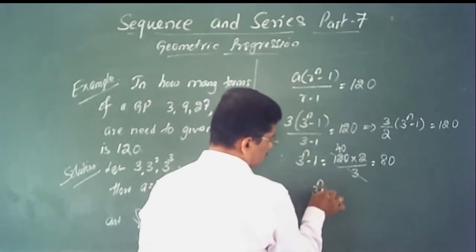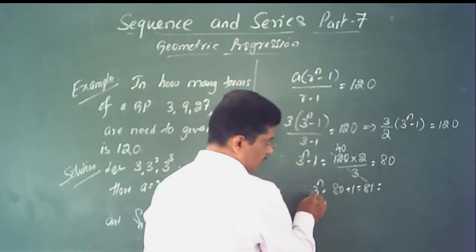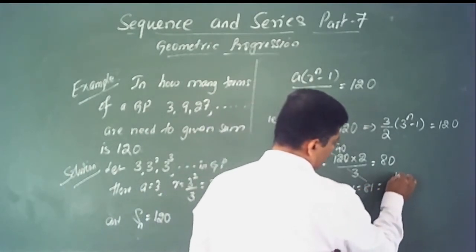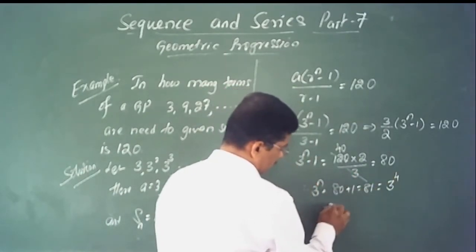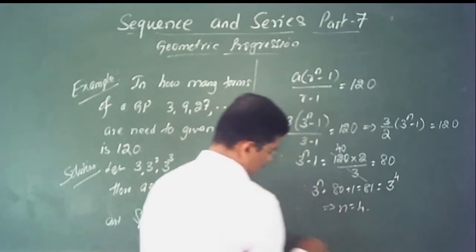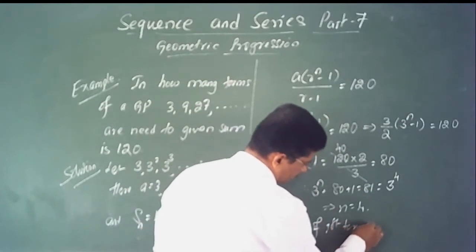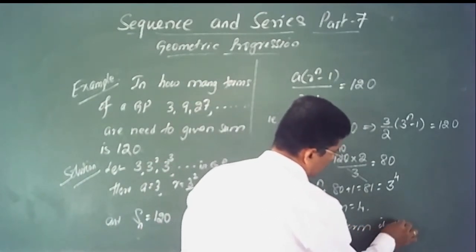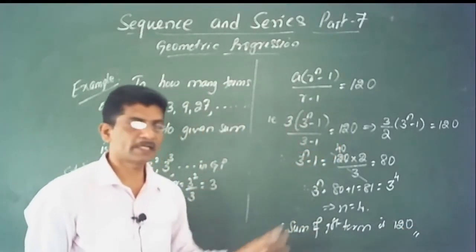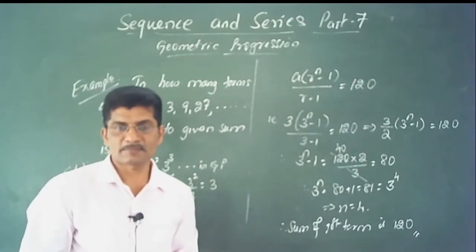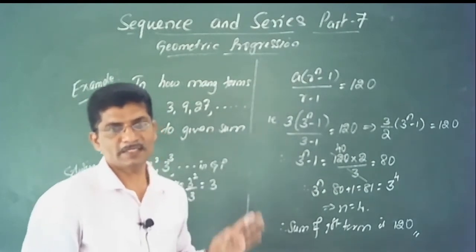Therefore, 3 raised to n is equal to 80 plus 1, means 81. 81 written in index form is 3 raised to 4. Therefore, 3 raised to n equals 3 raised to 4. Base are same, means index is also equal. Therefore, n is equal to 4. Therefore, the sum of the first 4 terms is 120. If we add the first 4 terms, we get 120. In the last example, given the n terms, here given the sum to n terms of a GP.